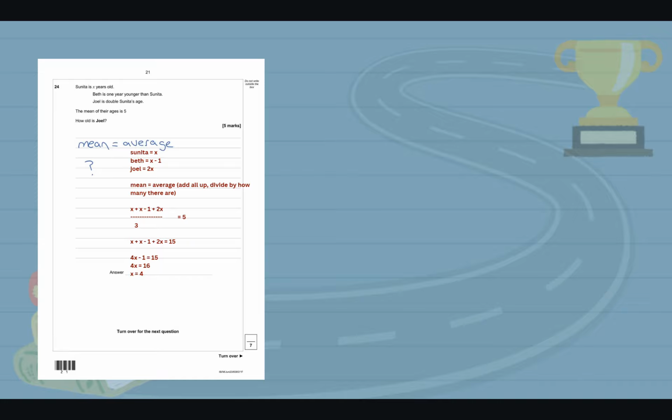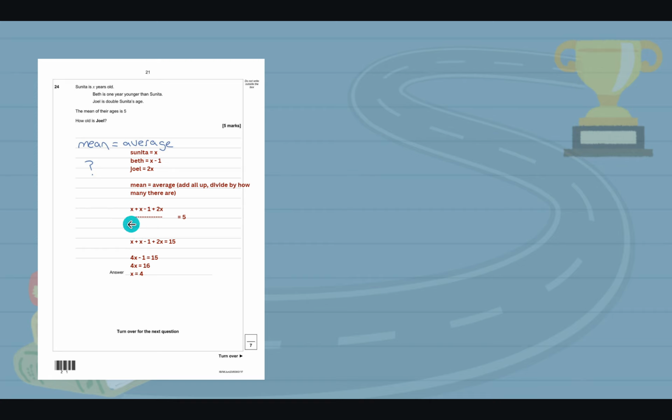We then have Sunita is x years old, so we've put x here. Then we have Beth is 1 year younger than Sunita, so it's just going to be x minus 1. Joel is double Sunita's age, which is then going to be 2x. We then have the mean of their ages is 5. How old is Joel? So the mean is you work out the average when you add them all up and divide by how many there are. So we do x, which is Sunita, add x minus 1, which is Beth, add 2x, which is Joel, and then we divide by 3 because there's 3 people, and all of that is equal to 5 as it says in the question.